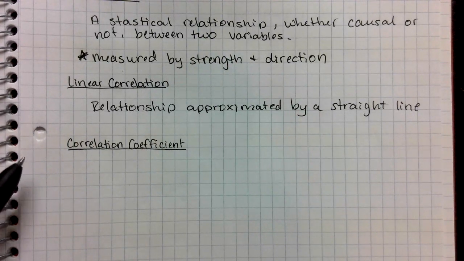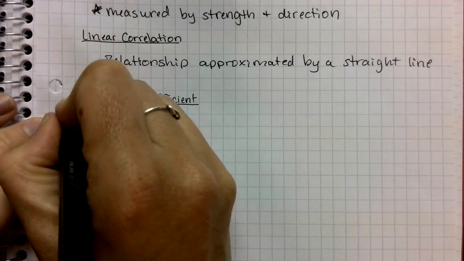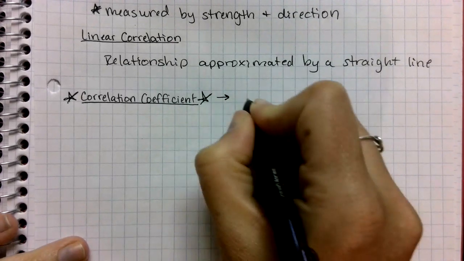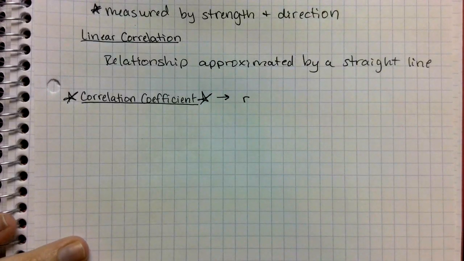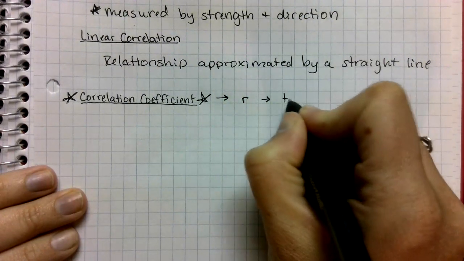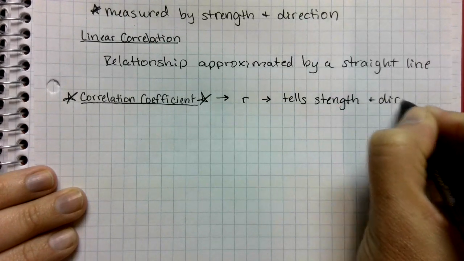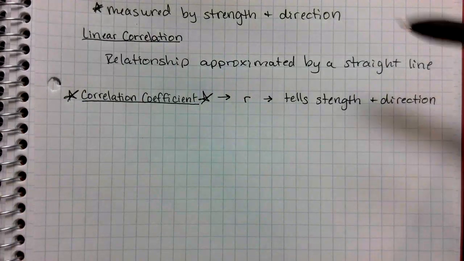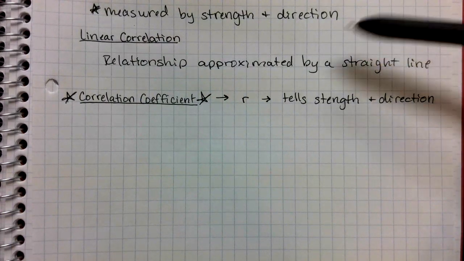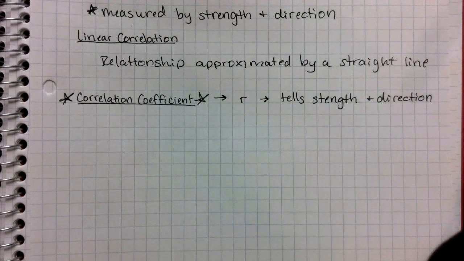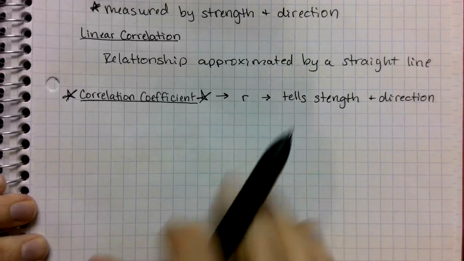Okay, so now what we're getting into is what I consider to be the most important part of this whole regression correlation analysis. We have something called our correlation coefficient, and our correlation coefficient is denoted by a lowercase r. This lowercase r tells the strength and direction of your relationship. When we talked about up here, correlation is measured by strength and direction, we have one specific value that tells you the strength and the direction of a relationship. So that means it is really, really important.